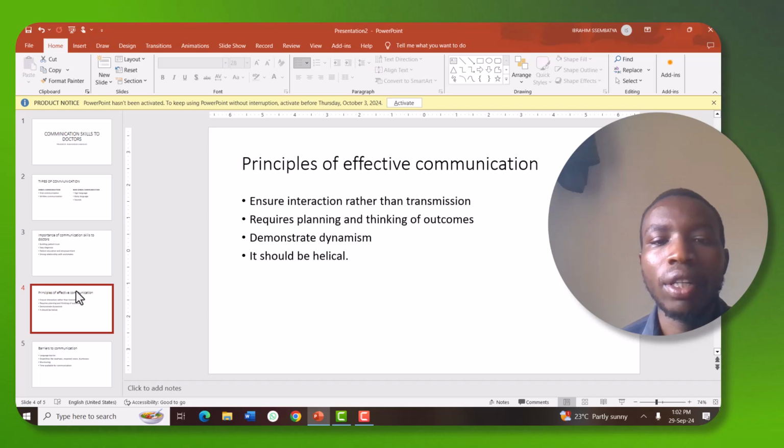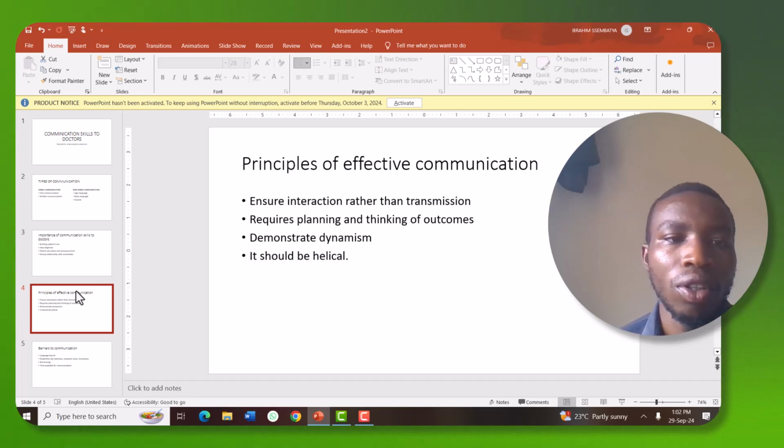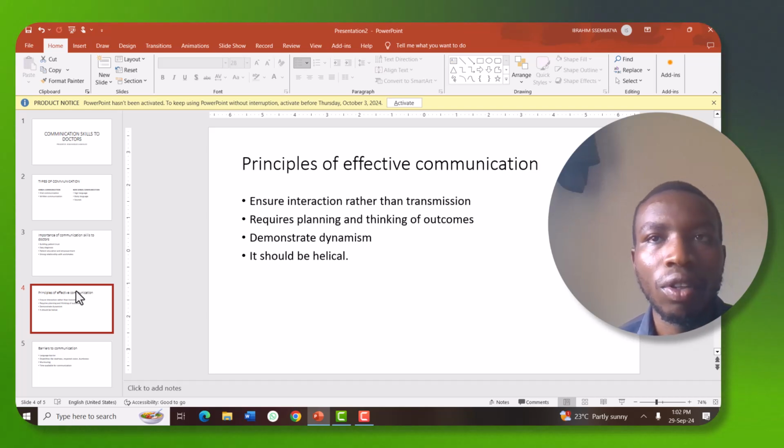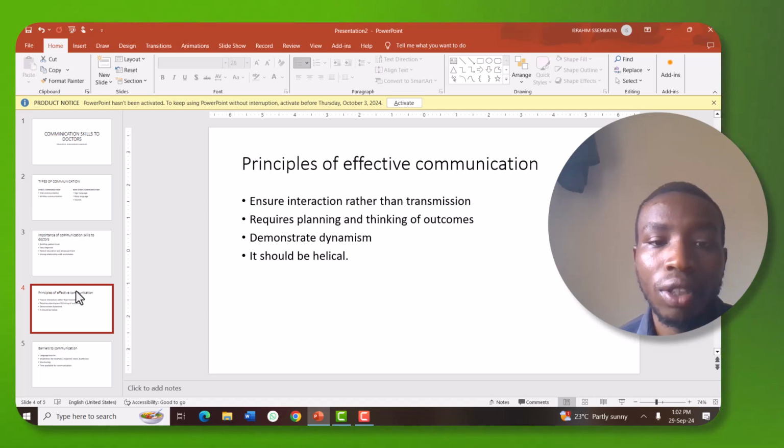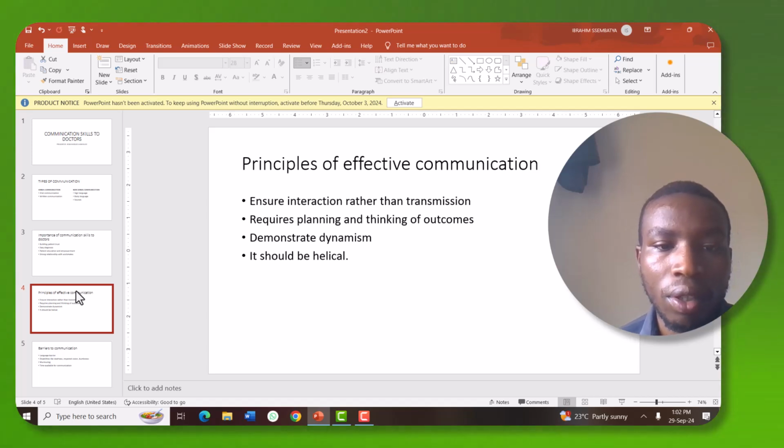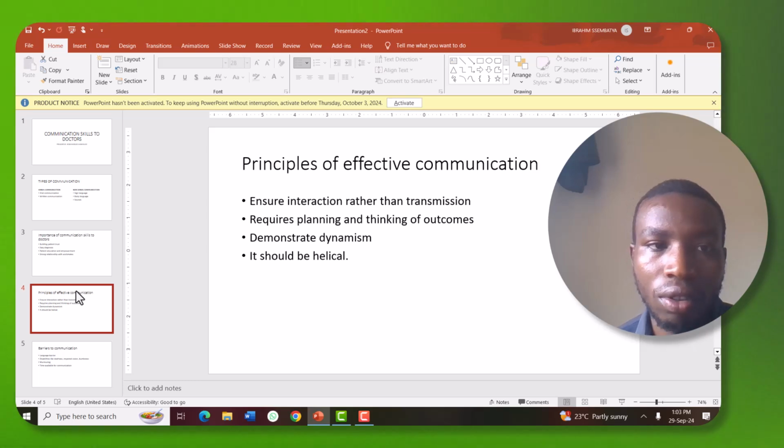Then it requires planning and thinking of outcomes. You should not just communicate. If you are a doctor, you have to know where to stop and where to start from. Okay, you have to calculate the success of your communication.